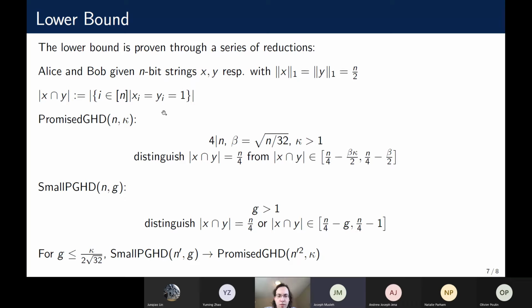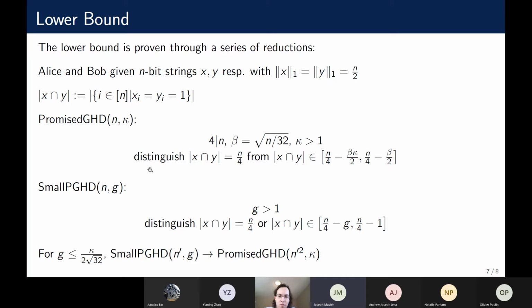So the initial problem is referred to as the promised gap Hamming distance in n kappa. So we take n a multiple of 4, and we take this parameter beta equal to square root of n over 32, and kappa is some parameter that just needs to be bigger than 1. And so the goal for this problem is to distinguish between the case where the intersection between x and y is exactly n over 4, and the case where the intersection between x and y is somewhere between n over 4 minus beta kappa over 2 and n over 4 minus beta over 2.